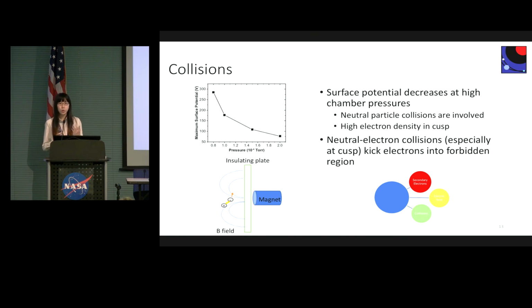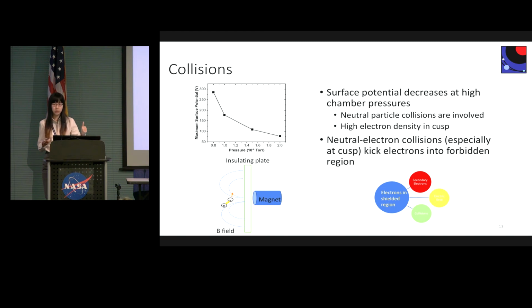At the same time, we know from measurements and from simulations that the electron density in the cusp region, which is here, of the magnet, is much higher than compared to the rest of the chamber. This is a clue to us that the collisions between neutral particles and electrons are responsible for kicking electrons into the forbidden shielded region.